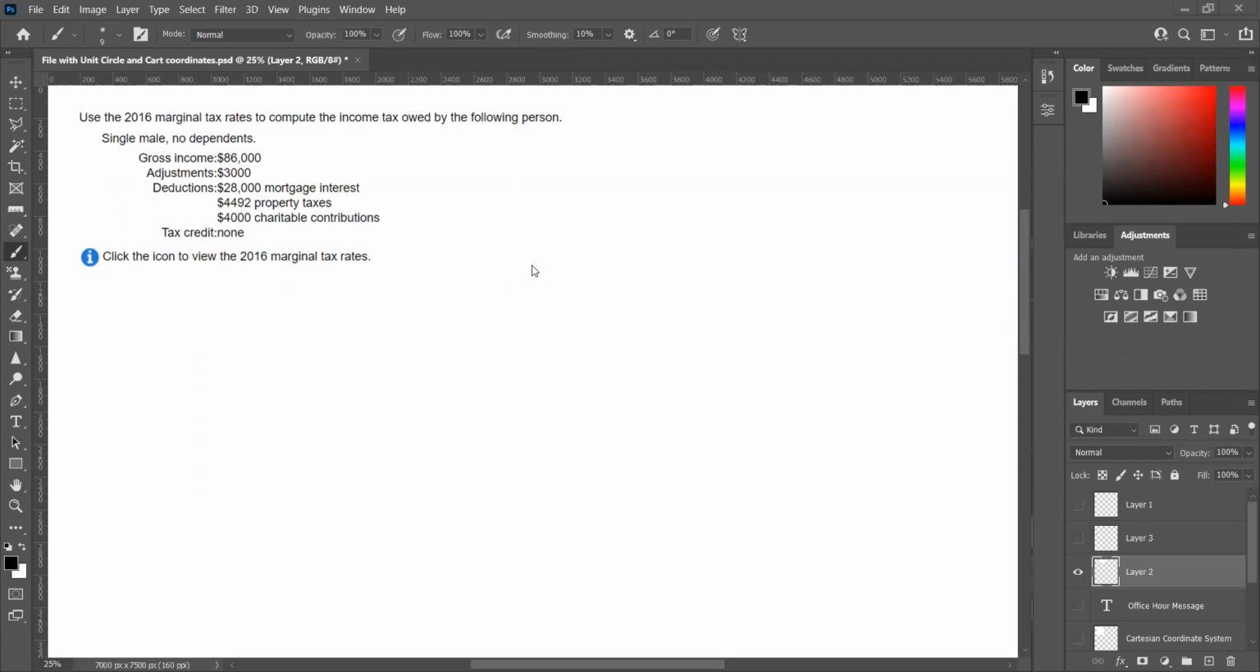Well, I was asked to calculate this particular problem. Notice that we are asked to find the income tax owed by this particular individual. And so we'll go ahead and calculate that to the best of our ability. We notice that we're given the gross income and we're given adjustments. And we know that the adjusted gross income is the gross income minus adjustments. And so we'll go ahead and take that difference.